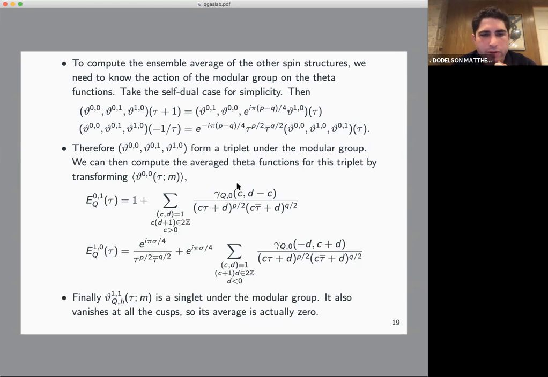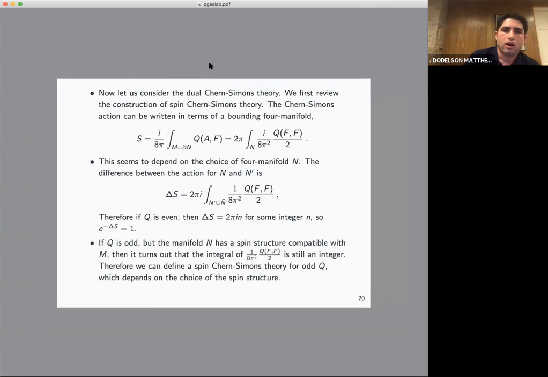And we can compute the average theta functions for this triplet by just transforming the trivial Eisenstein series, the 0-0 Eisenstein series. And we get similar formulas to before. Again, we have some congruence conditions on C and D. So that gives the triplet Eisenstein series. And finally, the last theta function is actually a singlet under the modular group. And you can show that this implies that it actually vanishes at all the cusps. And so when we take its average, we actually get 0. Okay, so that was the boundary description.